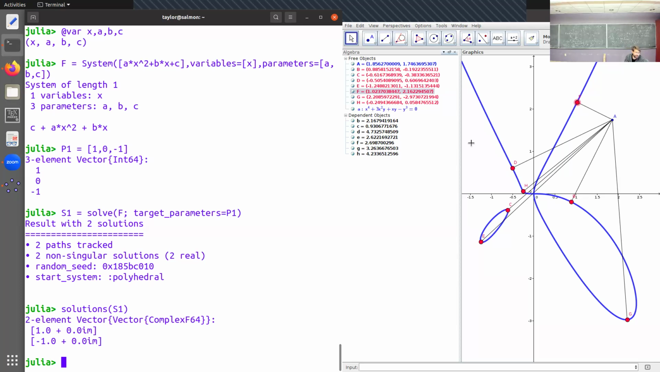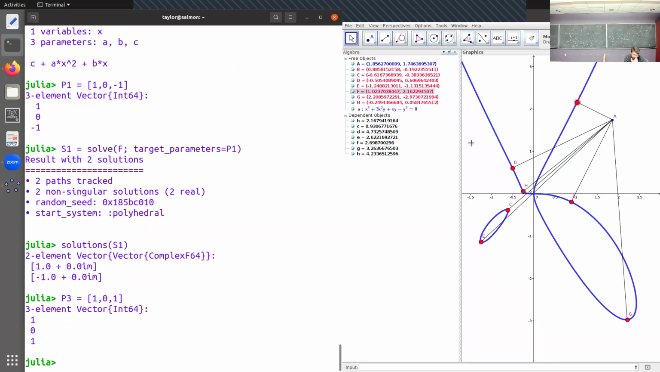Because with probability 1, I'm not on this exceptional set, which is comprised of the discriminant, b squared minus 4ac, along with a equals 0, this hyperplane. So I could go from P1 to P2, which would be 1. Where I really want to go is P3, which is 1, 0, 1, right? So this has solutions which are plus and minus the imaginary unit. But I can't go directly there, right?